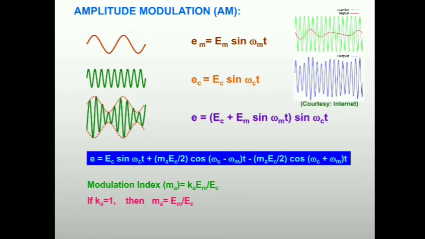See, this carrier wave signal is represented by which color? Green color, and the signal is represented by brown color. Yes, the output, what is the output like this? Okay, their amplitude will change.